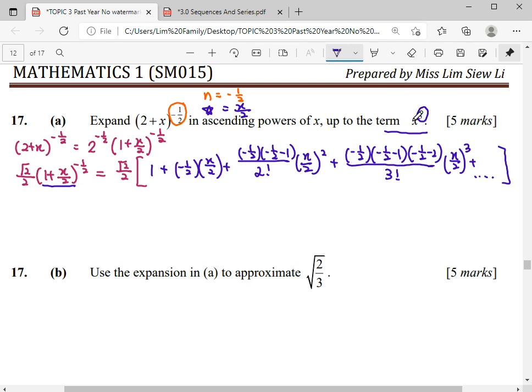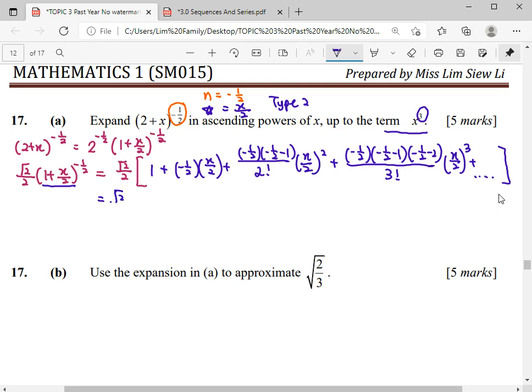If the question asks us to present up to x power 2, then we will stop here. We will present until this, then we'll put dot dot dot and we stop. So this is how we apply our extension binomial for the power which is not a positive integer. This is using the formula of type 2. After we arrange this and use our formula, then we continue.